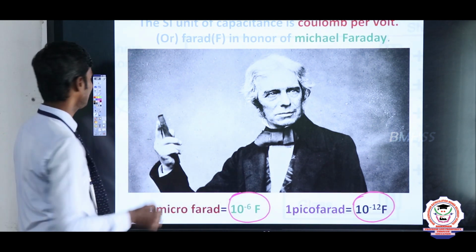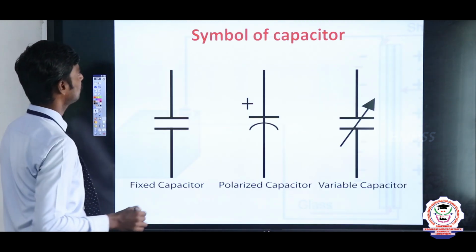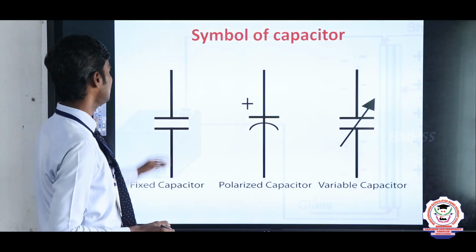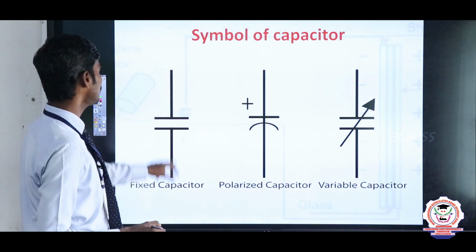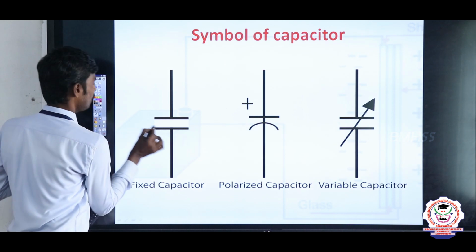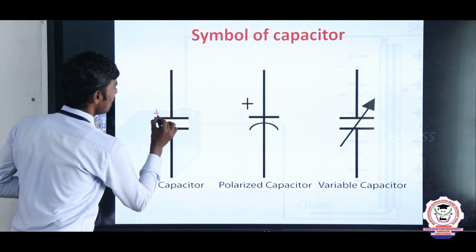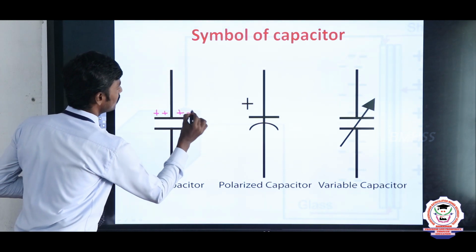The next one is the symbol of capacitor. This is the basic symbol of a fixed capacitor: two metal plates separated by a small distance. This one is one metal plate and this one is another metal plate, separated by a small distance.